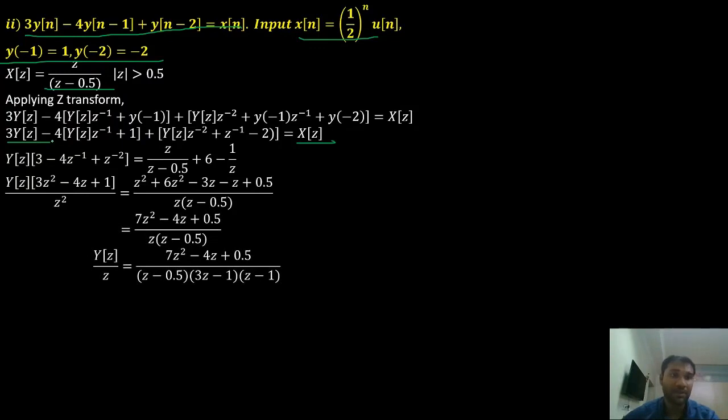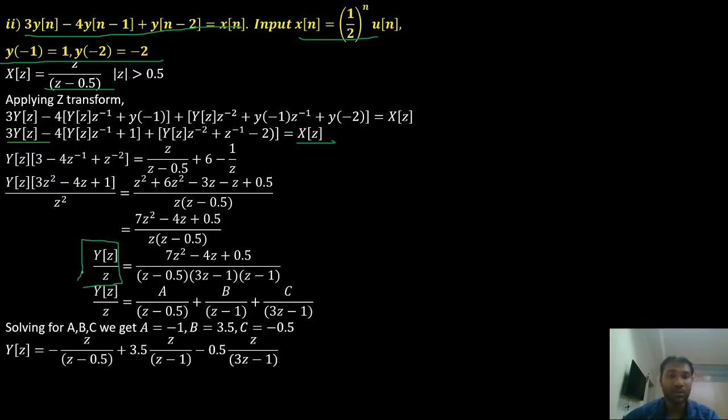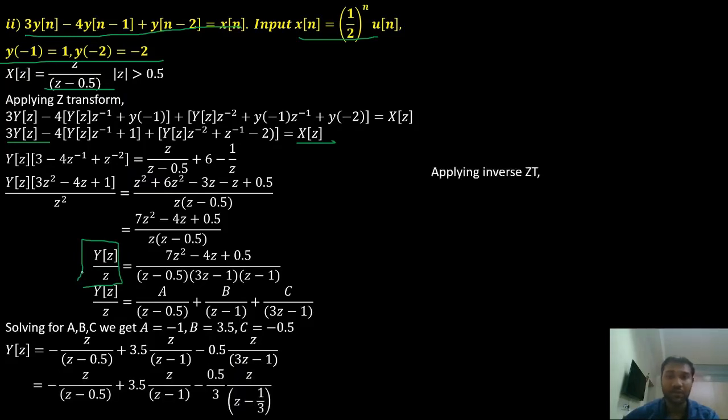To apply partial fractions, I have to consider Y of z divided by z. I'll consider Y of z divided by z, and I'll apply partial fractions and solve for values of A, B, and C. Now I'll substitute the values of A, B, and C and find the corresponding inverse z transform.